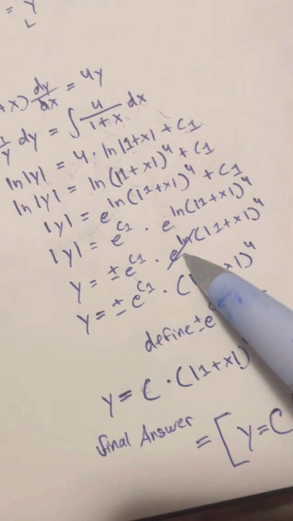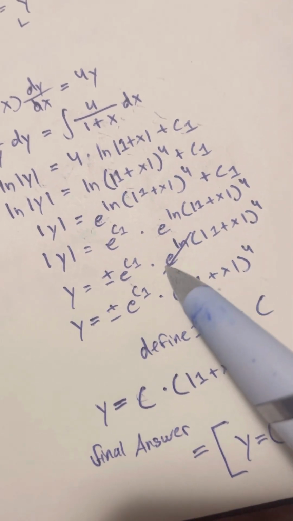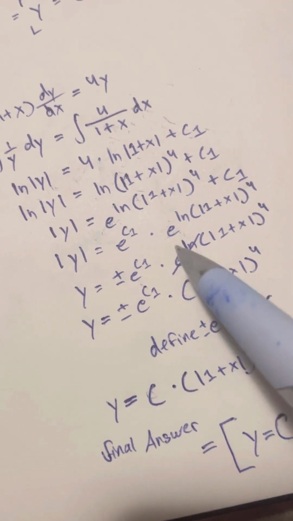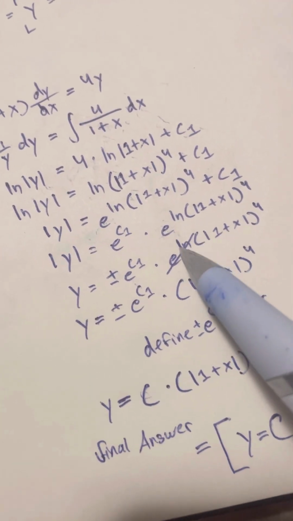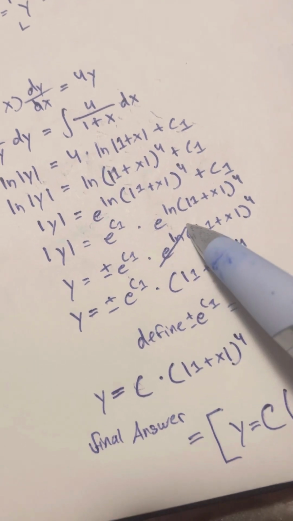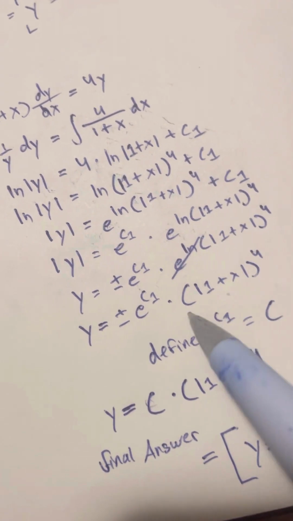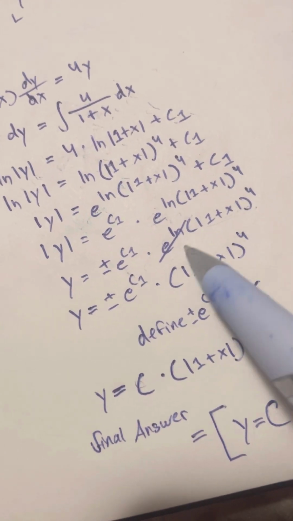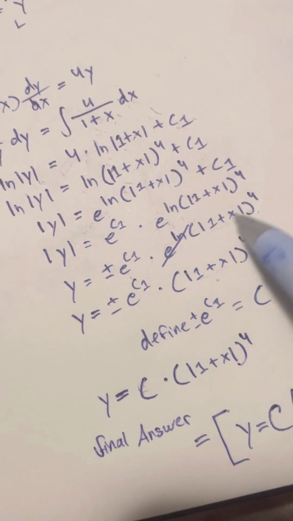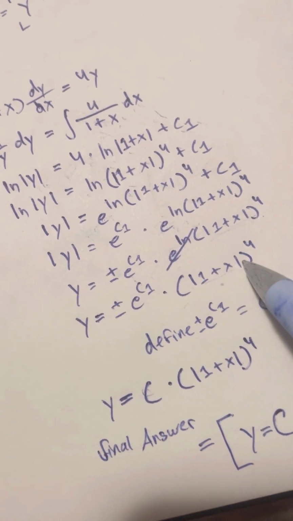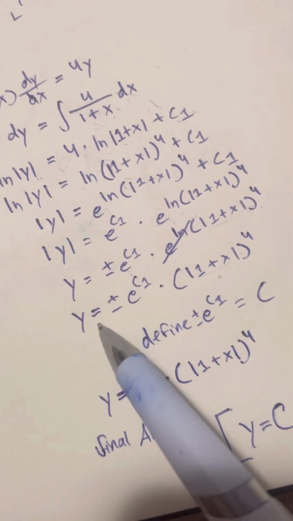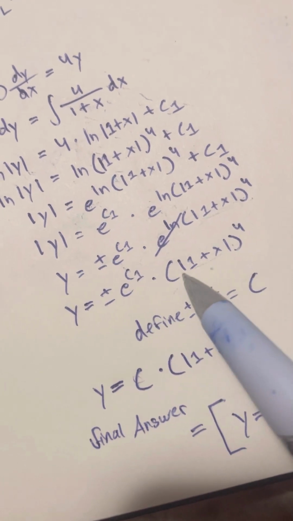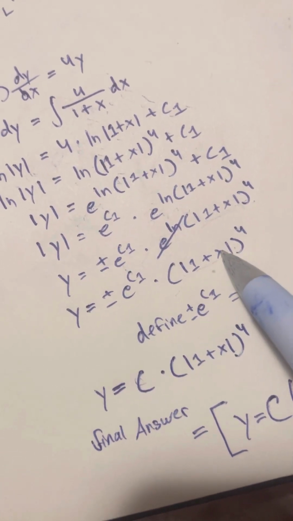Now, keep that in mind while I tell you about this one, because this is important too. Remember that there's a relationship between e and the natural log function, which is why if you take e to the natural log of something, you could just cancel out the e and the natural log. They just cancel each other out, and you're just left with whatever you had inside the natural log. So whatever was in the parentheses, you're left with over here. And now we get y is equal to plus or minus e to the c1, e to the constant, times 1 plus x to the 4.